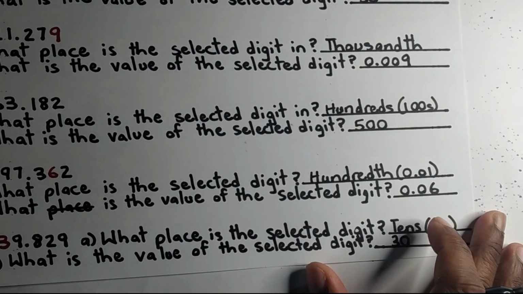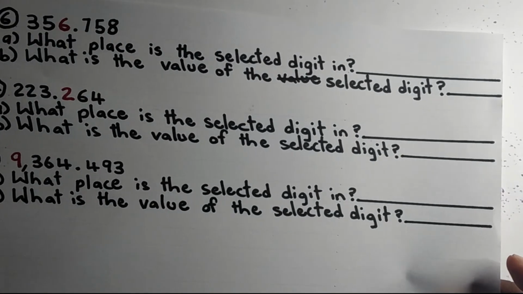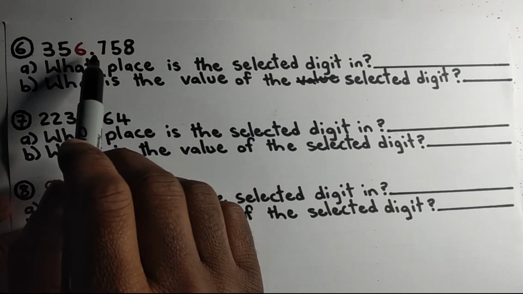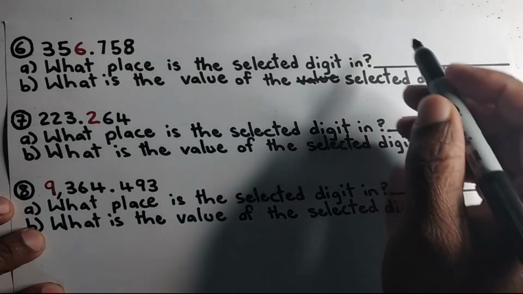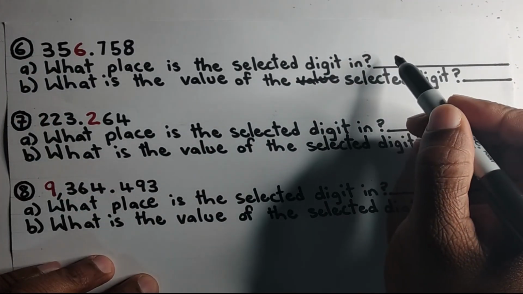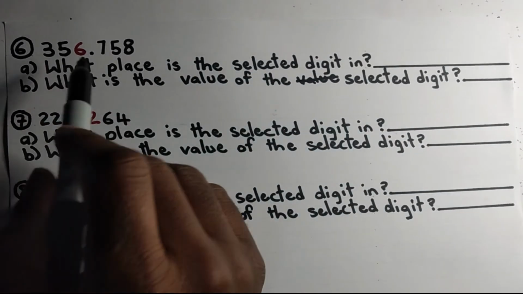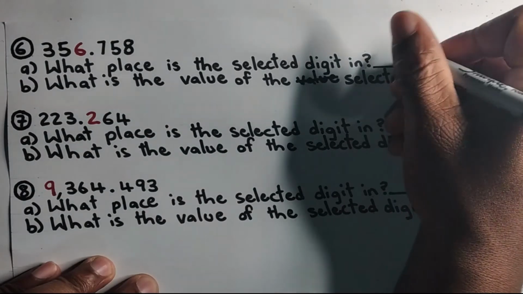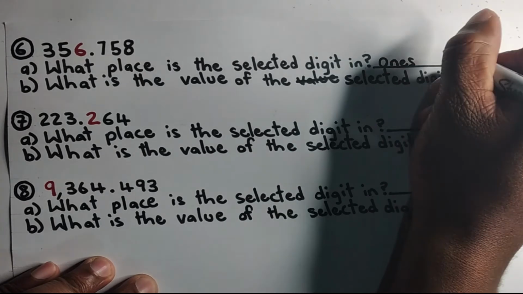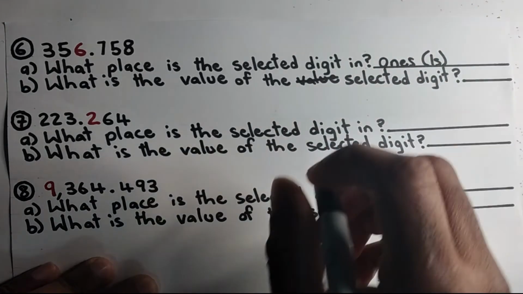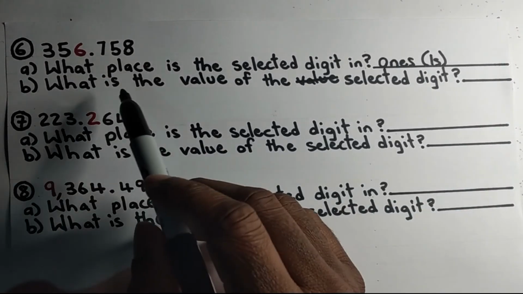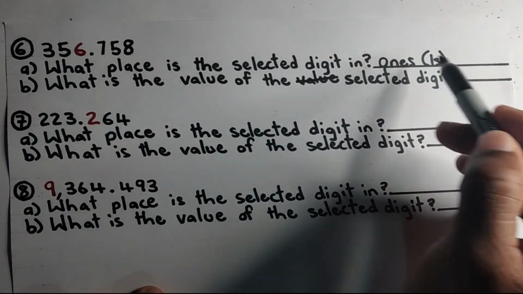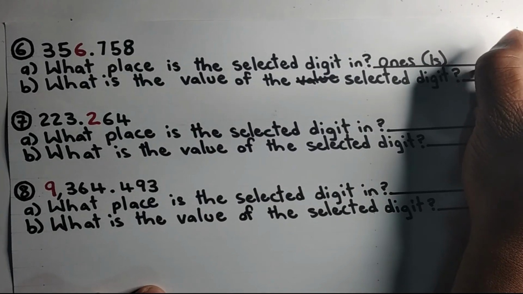Now we have the other examples. Question 6, here we have 356.758. If we have another look at the place value chart, the first digit that falls to the left of the decimal point is in the ones place, so we can represent that in numeral form as well. What is the value of the selected digit? Again, we simply multiply the digit by its corresponding place value. So 6 times 1 is 6.